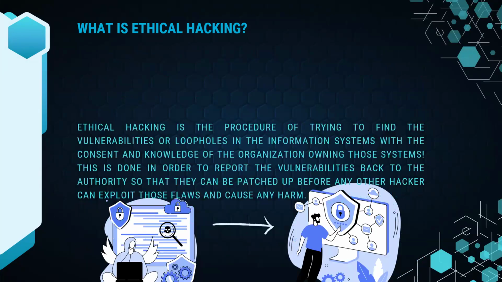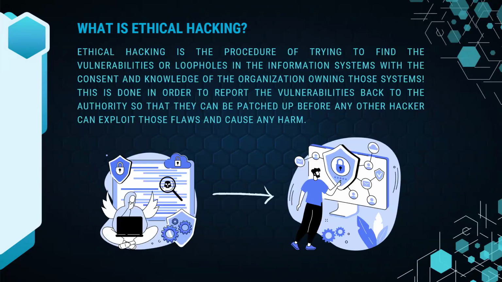Ethical hacking is specifically the procedure of trying to find vulnerabilities or loopholes in information systems. In an organization, you have multiple different endpoints. You have routers, switches, and servers of different categories: FTP servers, SSH servers, DNS servers, web servers, etc. Trying to find the vulnerabilities in every single endpoint, every single information system in the organization, is what ethical hacking revolves around.